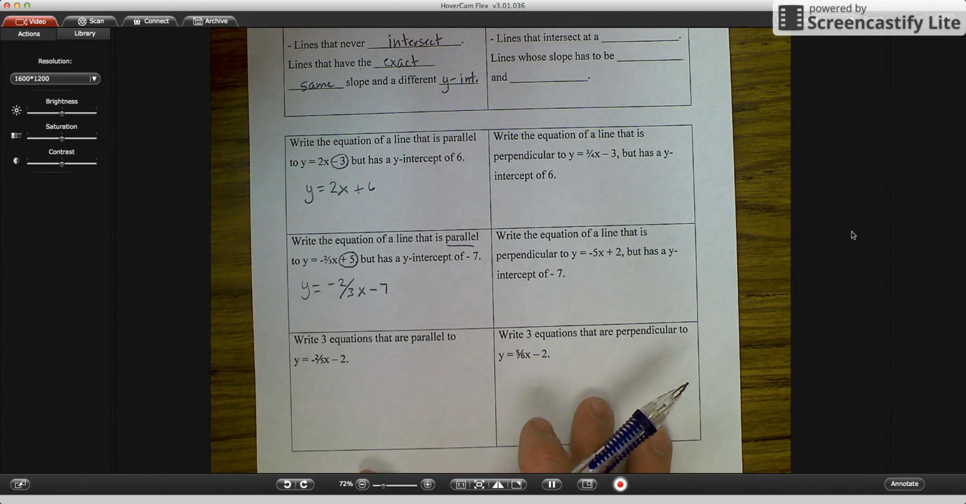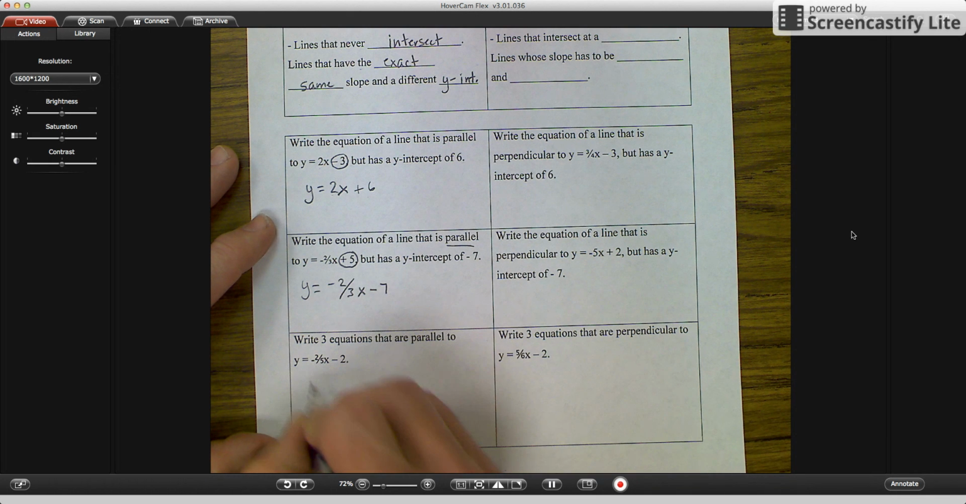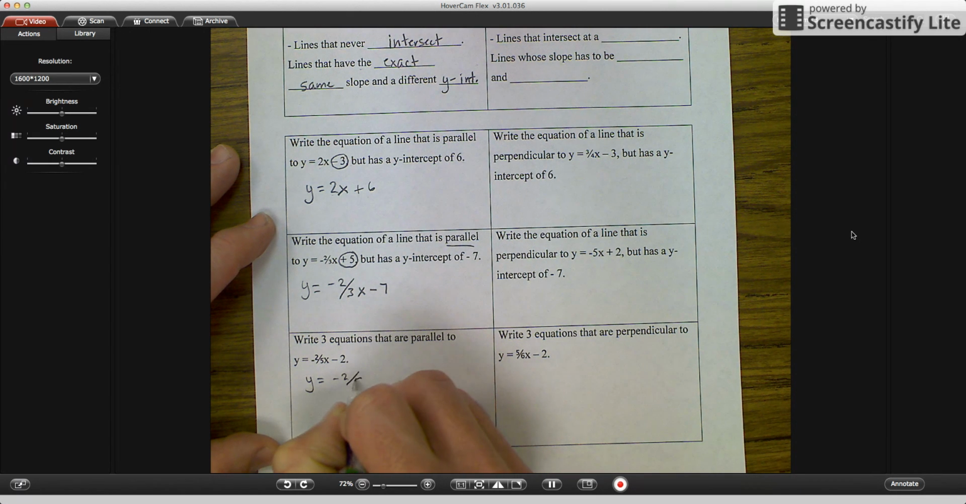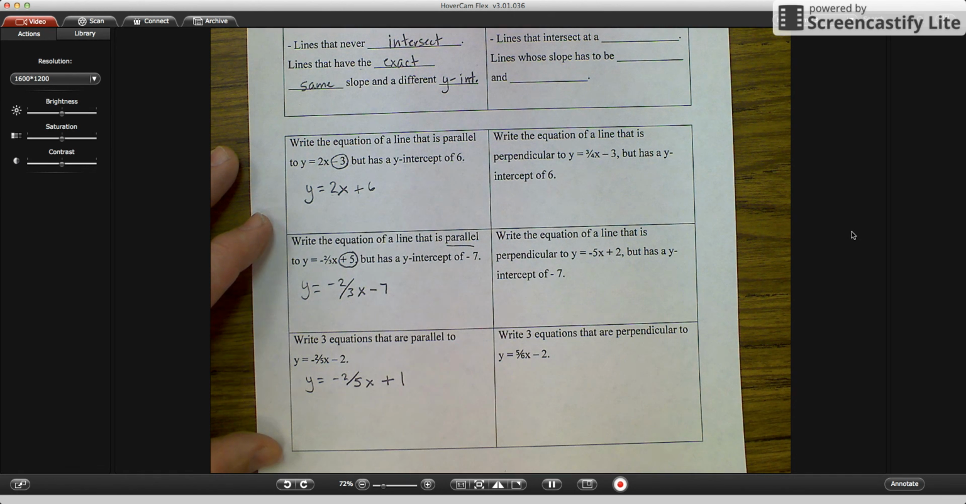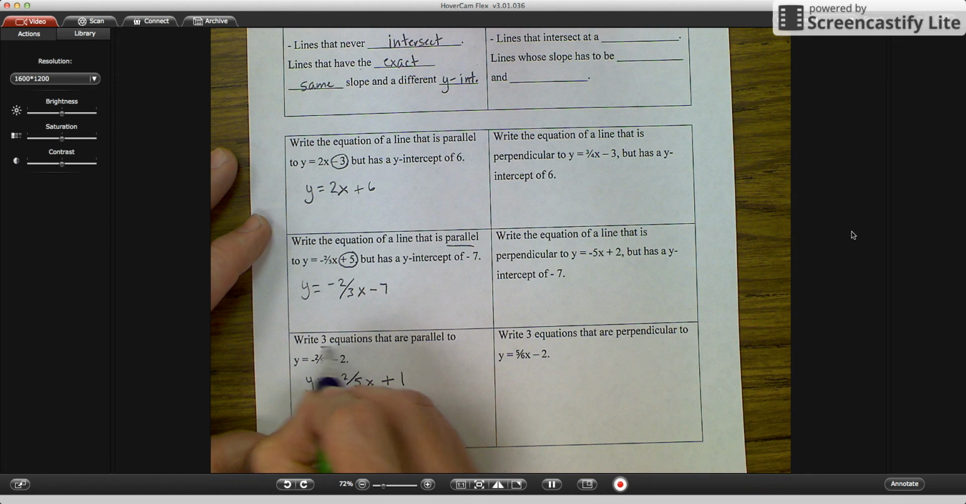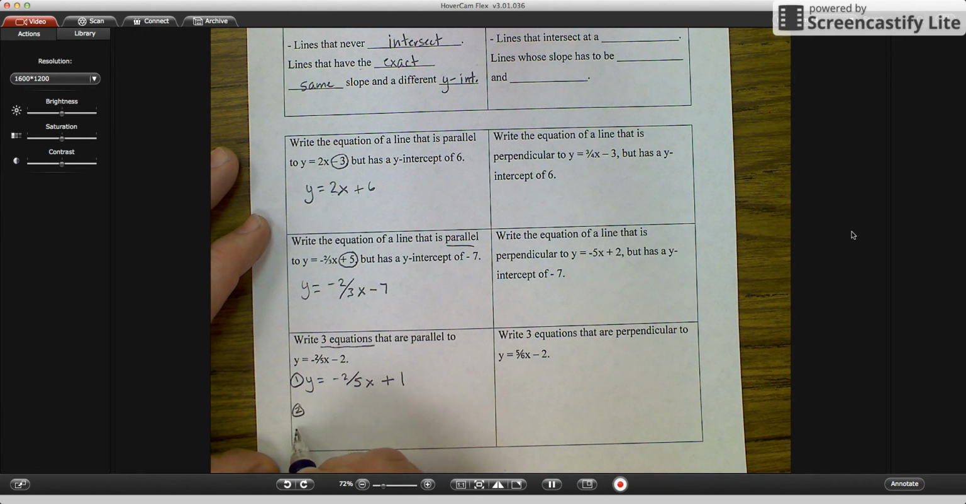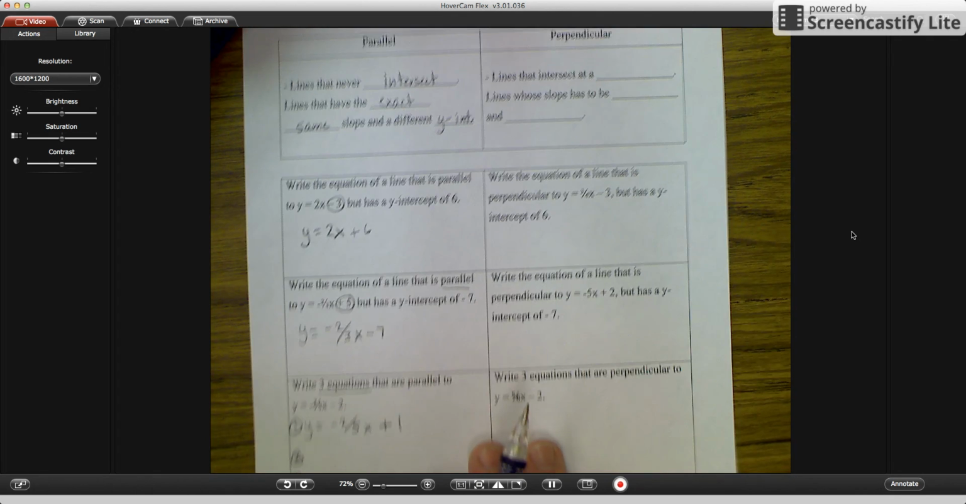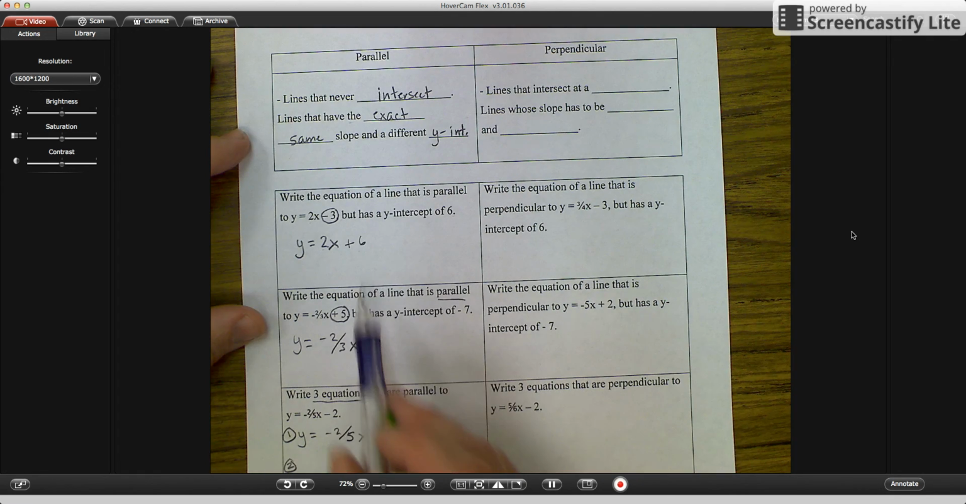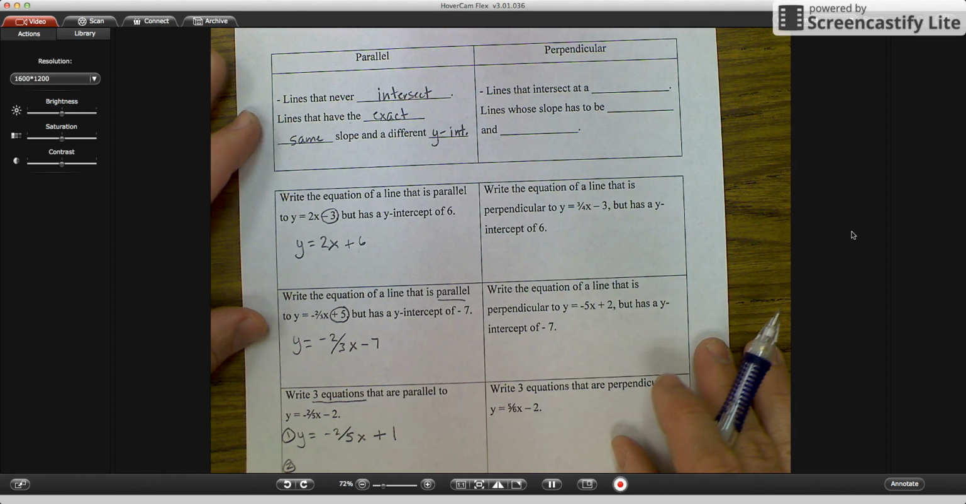The third and the last one, it says write 3 equations that are parallel to y equals negative 2/5 x minus 2. So what I'm going to do is I'm going to go y equals negative 2/5 x, and I'm going to go plus 1. Now it says write 3 different equations. This is the first one. I want you to write the second and the third on your paper, and we'll come in and check it tomorrow. So that's parallel equations. Same slope, just changing your y-intercept, which is the b.